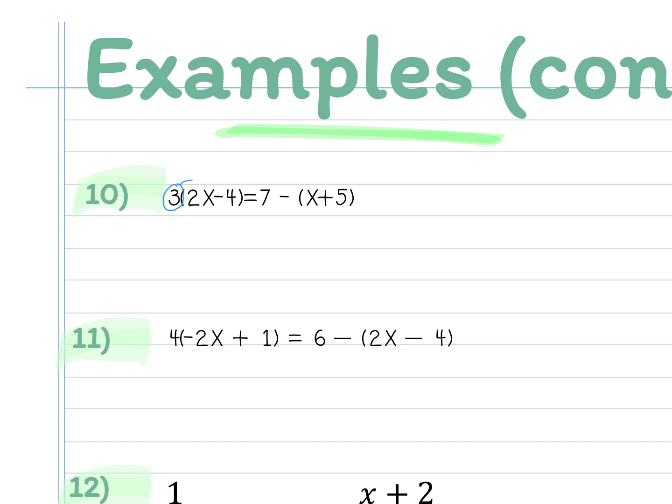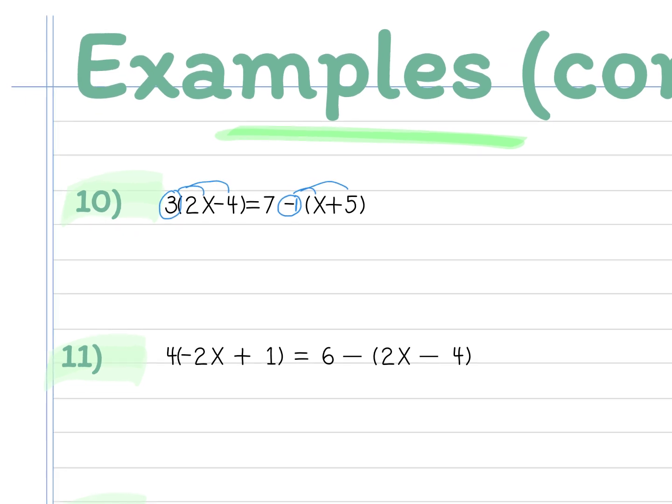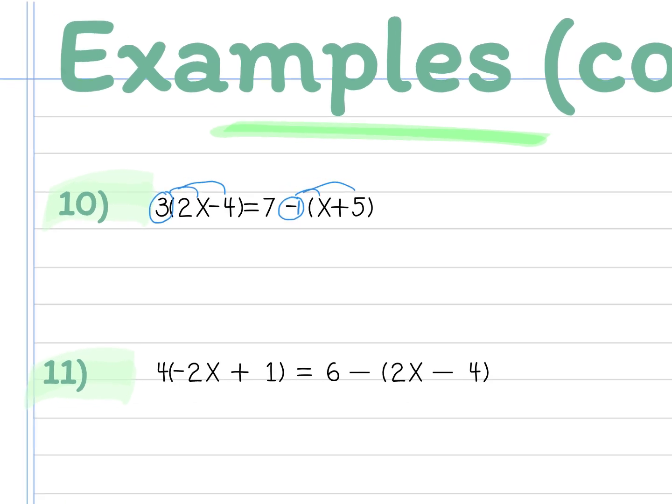Again, if there's something on the outside of parentheses, I can distribute. And then if I see a negative, we had said that we can treat this like a -1, and that's just going to change the sign of everything on the inside of our parentheses. All right, so doing that, fully simplifying the left and the right-hand side of the equation, this is going to get us 6x minus 12 equals 7 minus x minus 5.